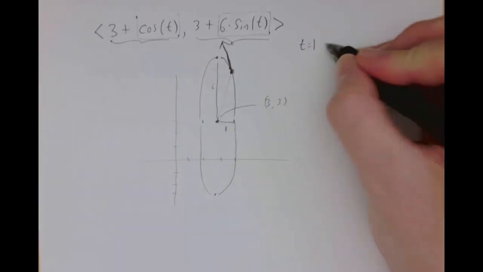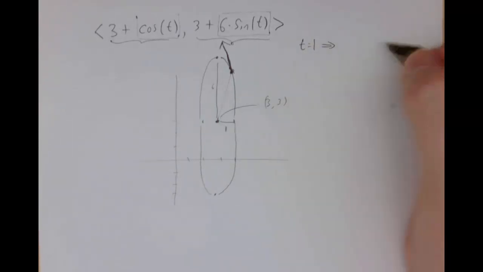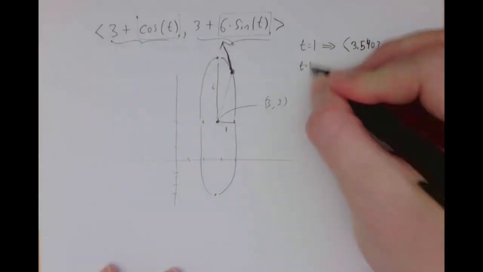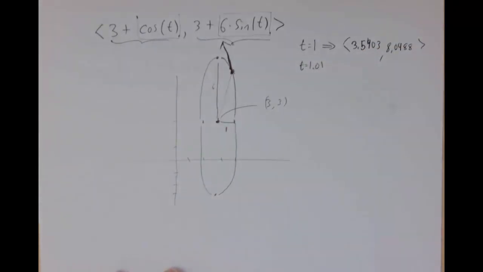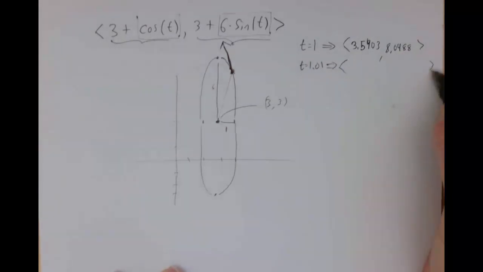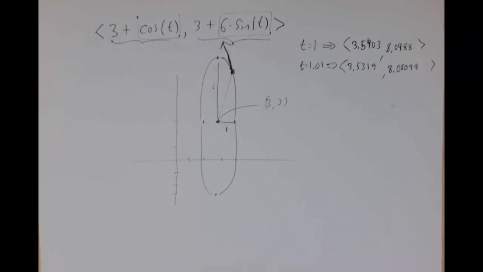So time equals 1, and we're going to approximate this with a calculator. Give me just a second here. So at time equals 1, we are going to get 3.5403 and 8.0488. Okay, so now let's calculate, what did I say? 1.01, I think? Yes. Okay, so now let's find where it is 1/100th of a second later. Okay, so 1/100th of a second later, and it hasn't moved very much.